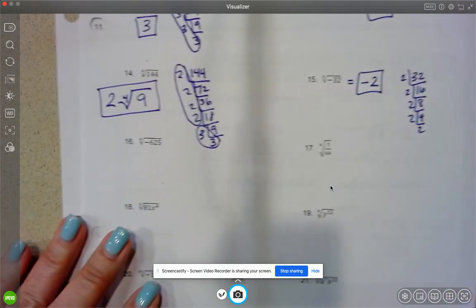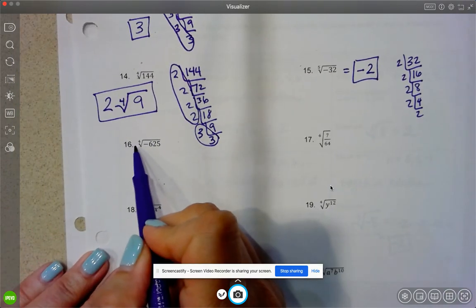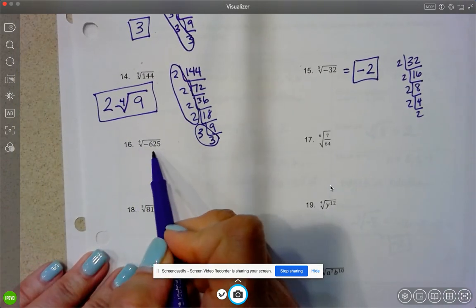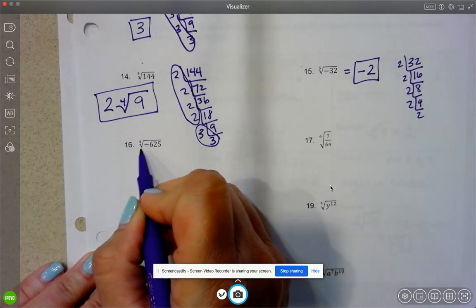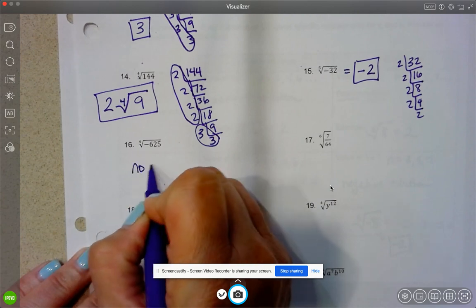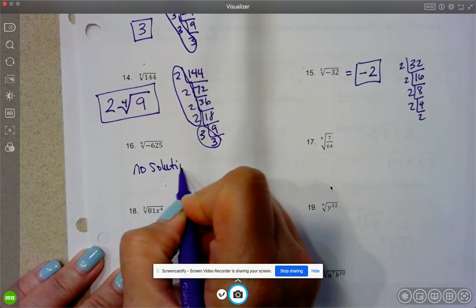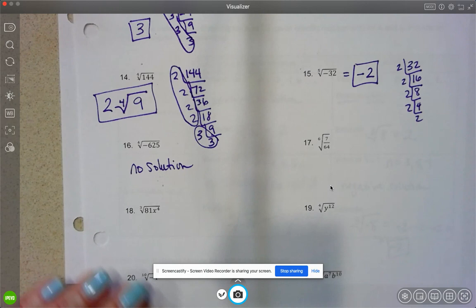Okay, here I have an even index with a negative number. Well, that's not going to work because there's no negative number I can multiply by itself 4 times to get a negative number. So this is no solution. So you just saved yourself all that work of trying to find groups of 4 and 625.